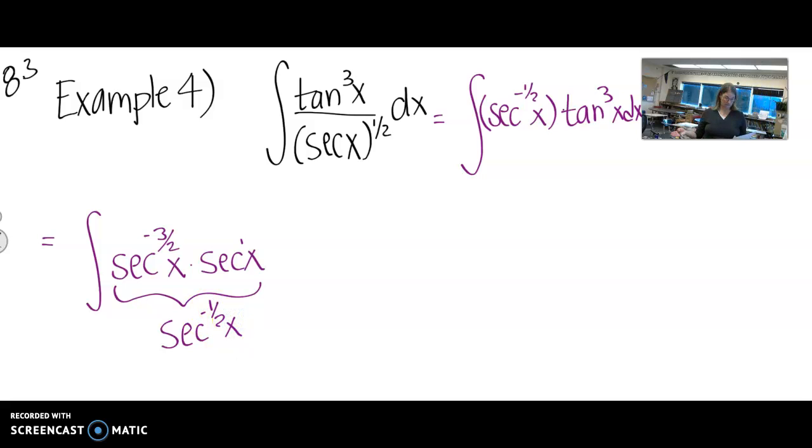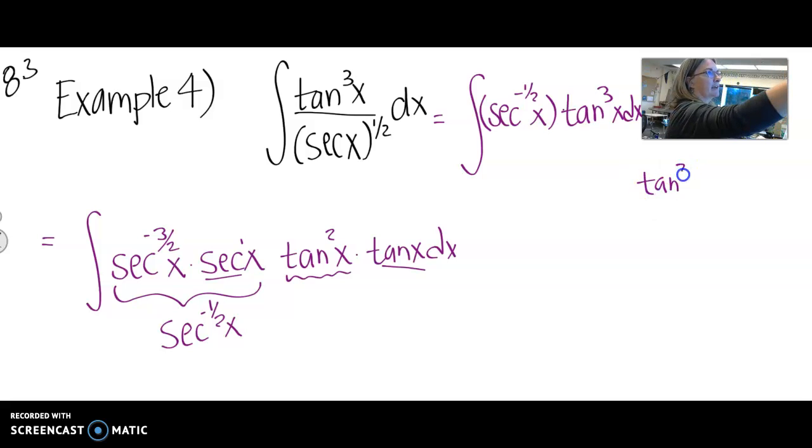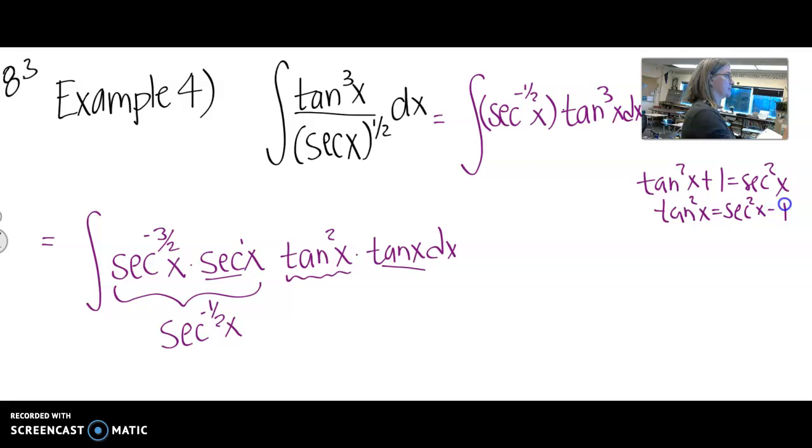So that's a trick that you can use. And then we have tangent cubed, so I can split that into tangent squared x times another tangent. That way I'm going to get my secant tangent x that I want. And I'm going to take this tangent squared x and use a Pythagorean identity. Tangent squared x plus 1 is equal to secant squared x. So that means tangent squared x is equal to secant squared x minus 1. So I'm going to substitute that in place of this tangent squared.